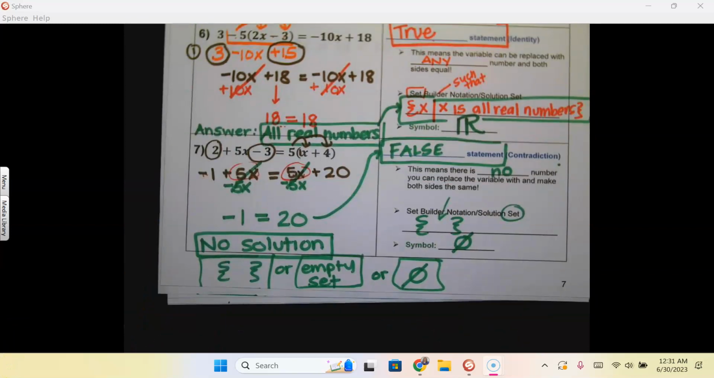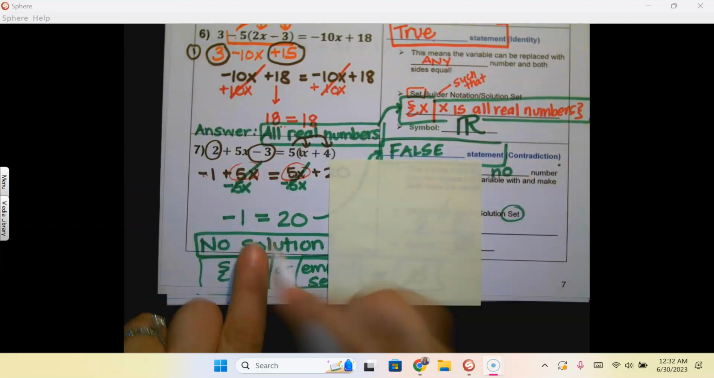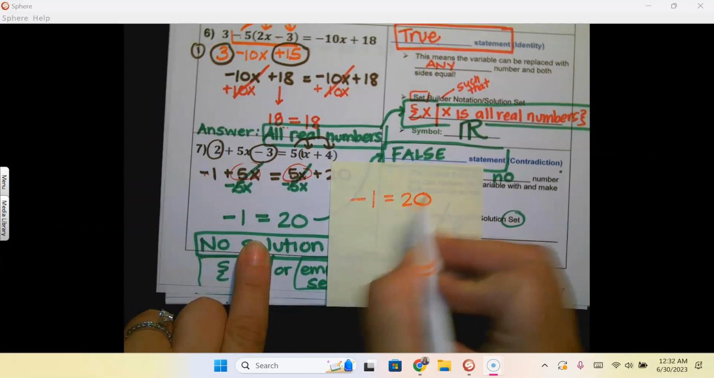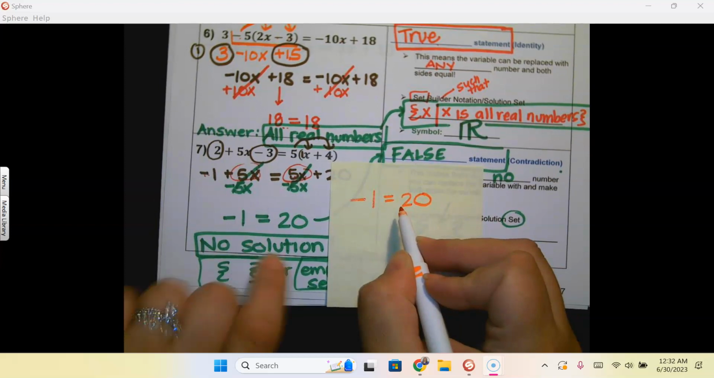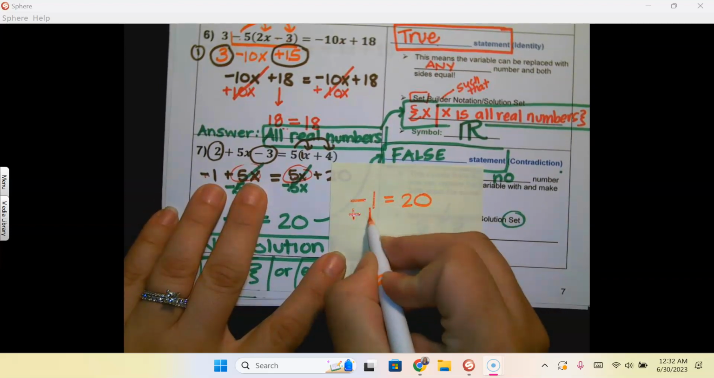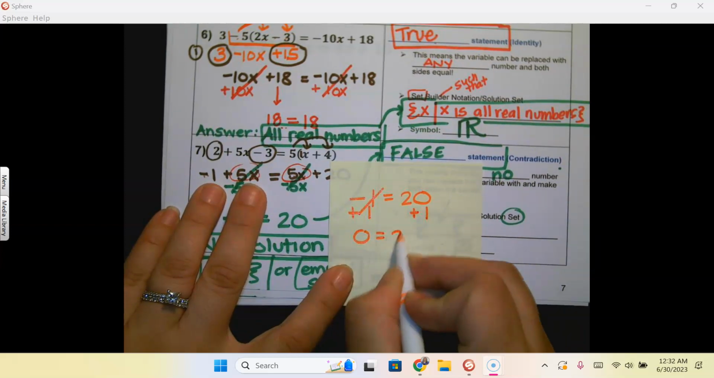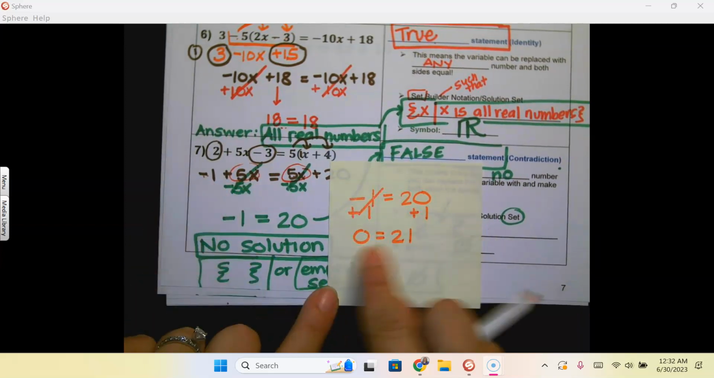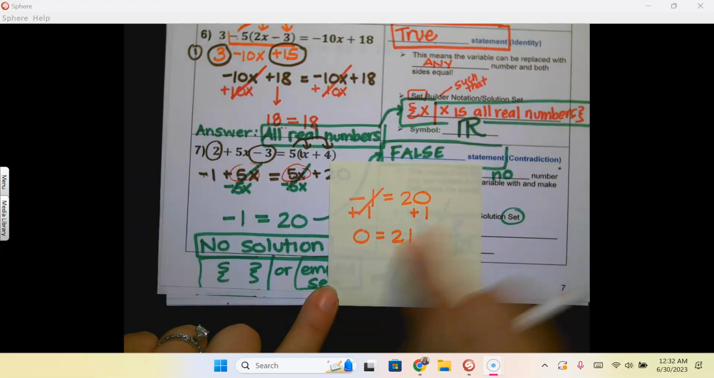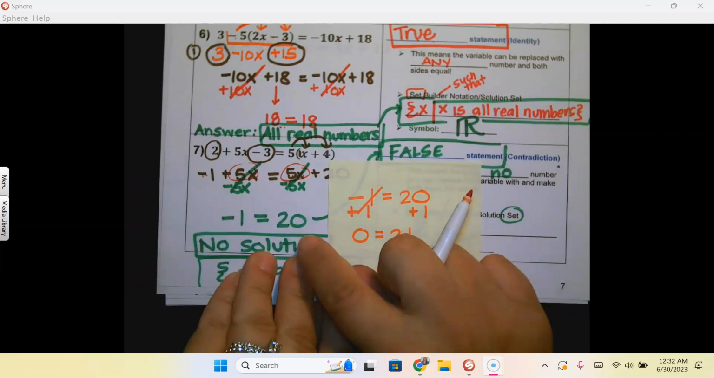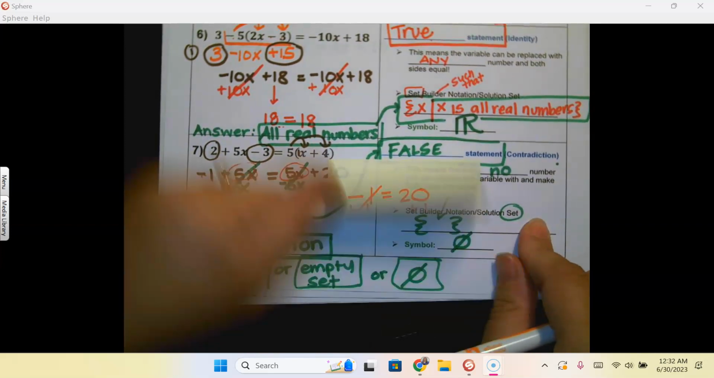So I just want to mention something that I've noticed in some of my students' work in the past. If we take a look at, for example, this last problem we did here, we had -1 equals 20. Sometimes I have students that go a step further and they'll do something like this. They'll add 1, and then this would make 0 equals 21. That still means no solution. That's not true. 0 doesn't equal 21. So even if you go a step further, you're going to know the right answer.